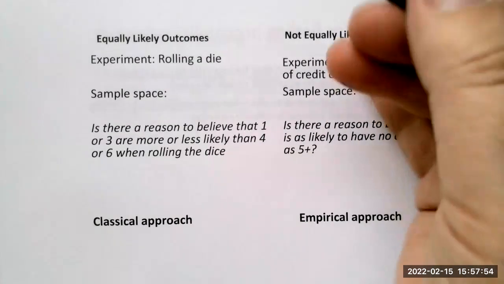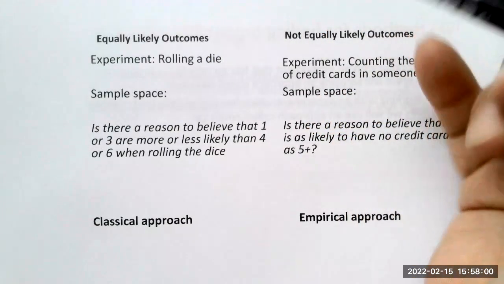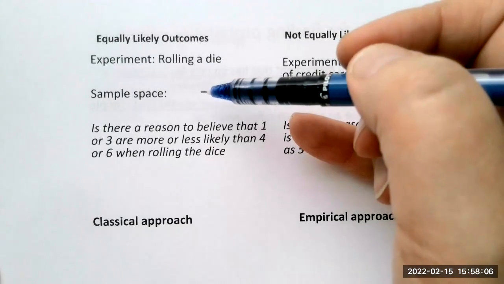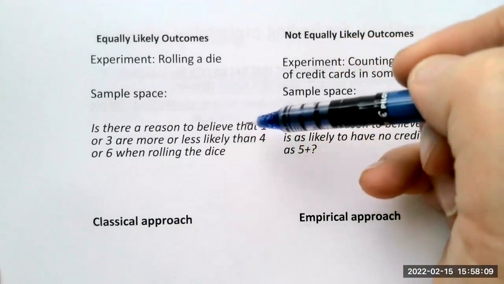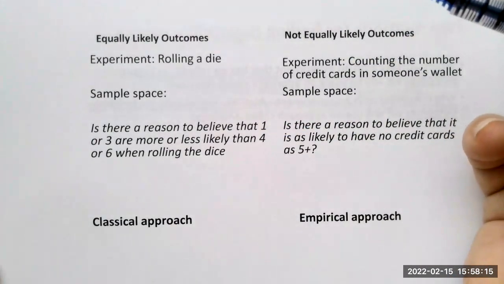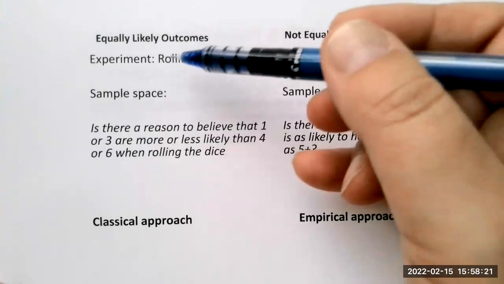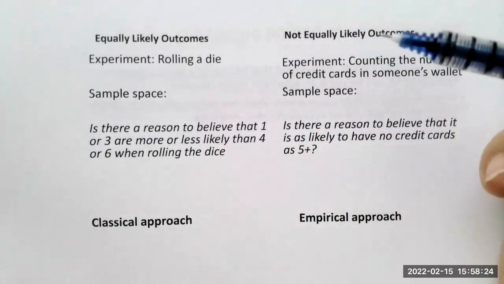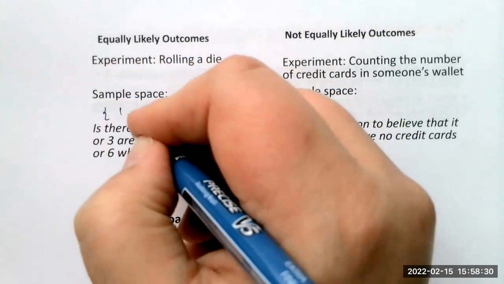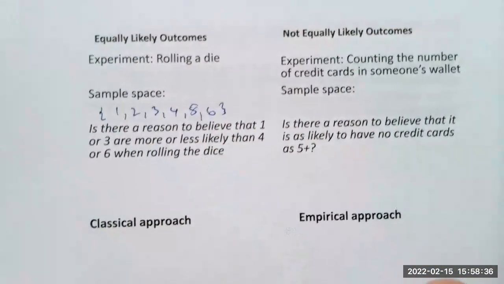Another example of equally likely outcomes is rolling a die. We may get numbers 1 through 6, but getting each number has an equal possibility, right? So question, is there a reason to believe that 1 is more likely to happen than 4, or 6 is more likely than 3, or vice versa? No. So all of these outcomes are equally likely. All the outcomes in a sample space are equally likely, where the sample space, by the way, is 1, 2, 3, 4, 5, or 6.